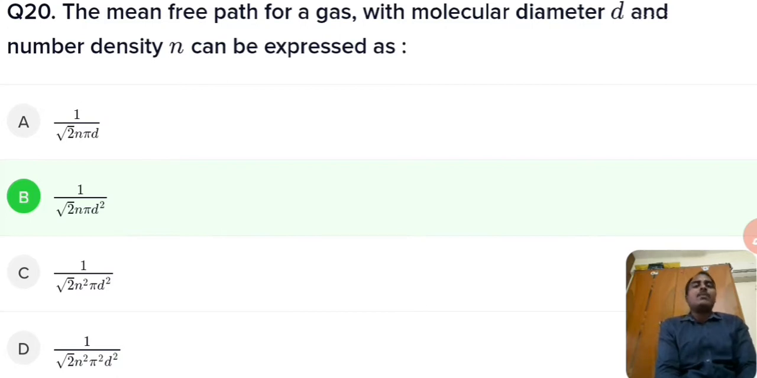So this is the direct formula for mean free path, 1 upon root 2 n pi d square. B option is the correct one. It is a direct formula.